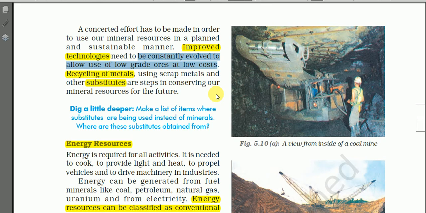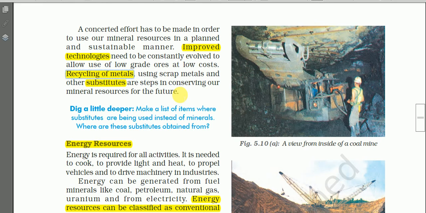This is one of the most important methods for conserving these mineral resources. That is, improve technologies for innovation. We need to innovate. We need to invent new technology which allows us to use low-grade ores at low cost. Then another method of conserving minerals is recycling of metals, using scrap metals, and we can collect the scrap metals from the households and recycle it.